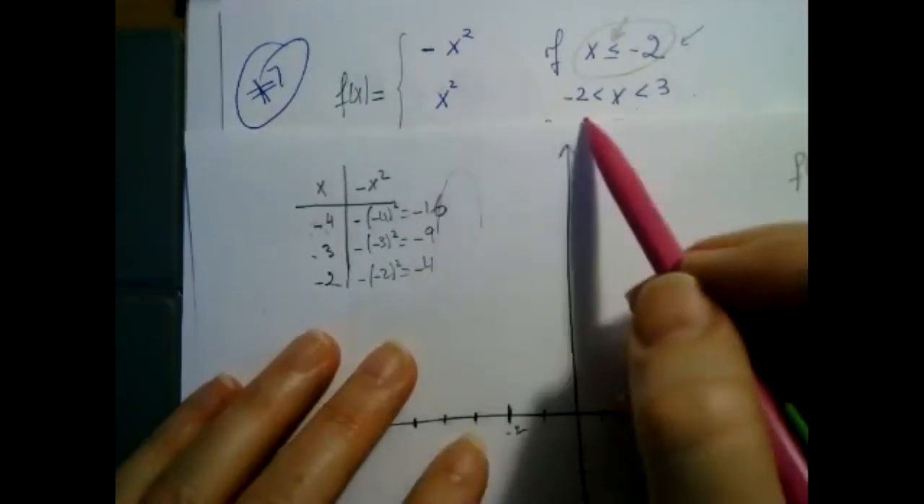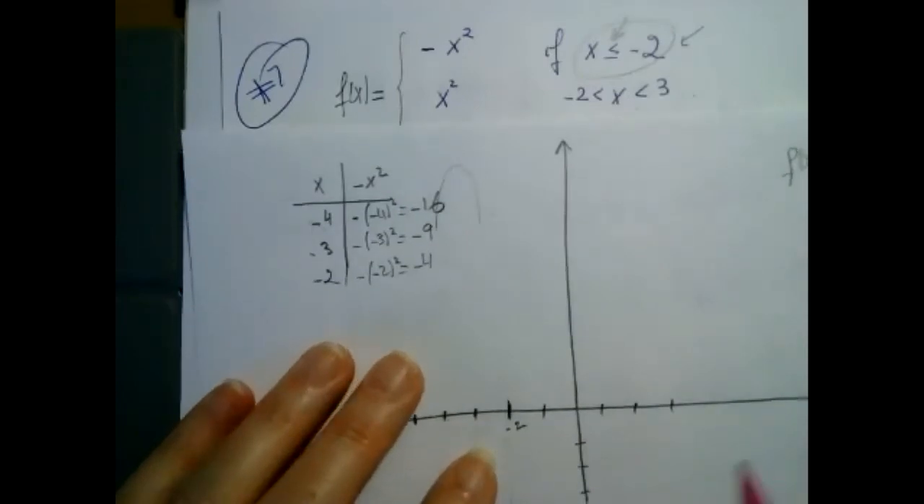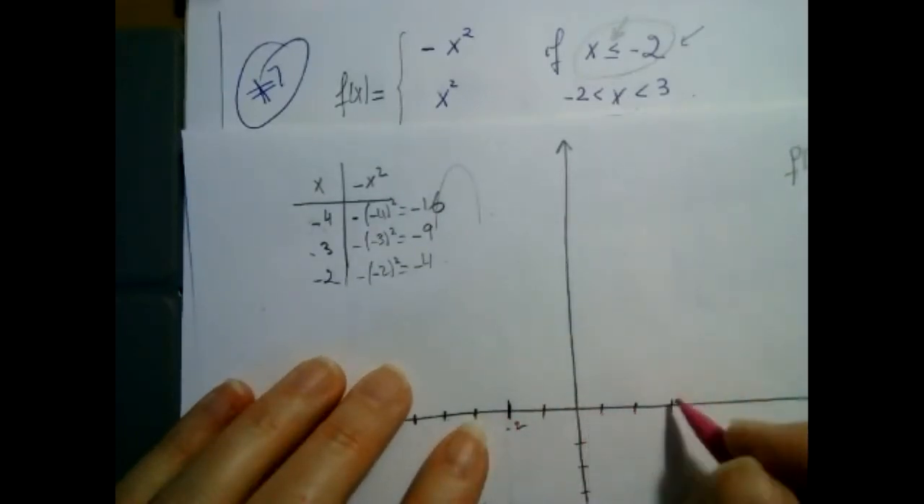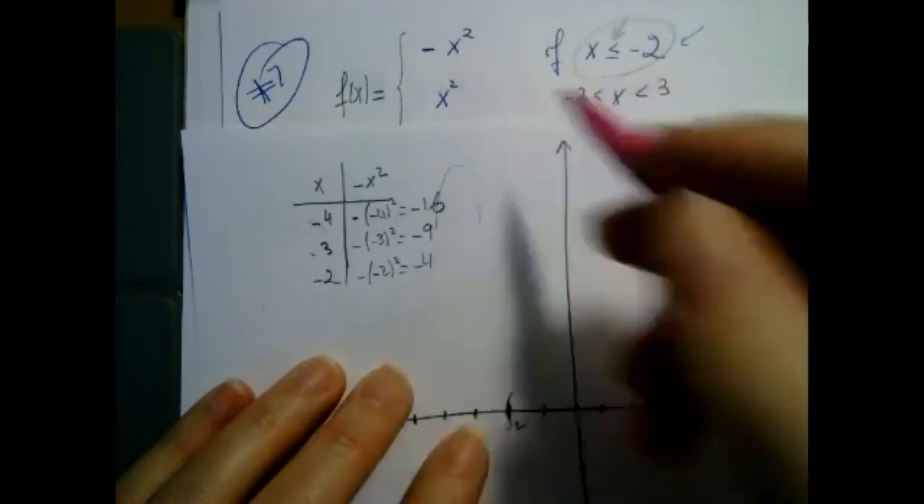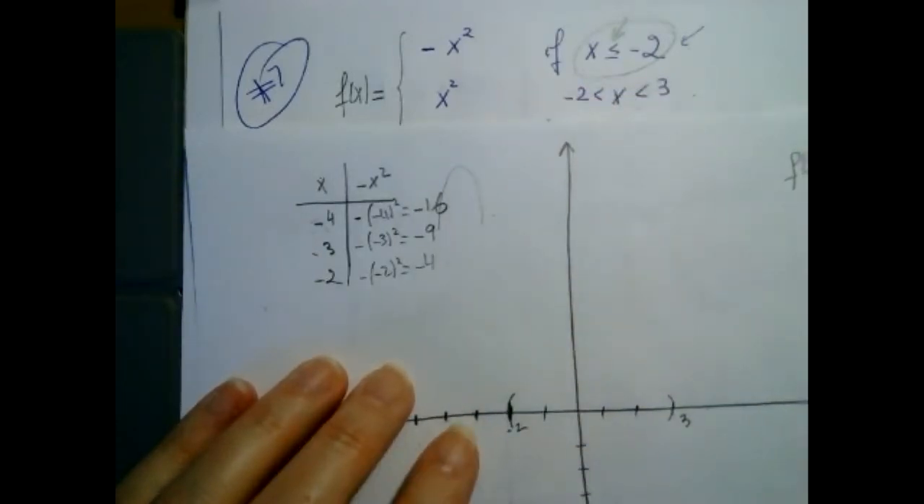It's x squared between minus 2 and 3. So now I'm going to go from minus 2 to 3: 1, 2, 3, up to here. Neither one is included. And I'm going to graph this function only on this interval.